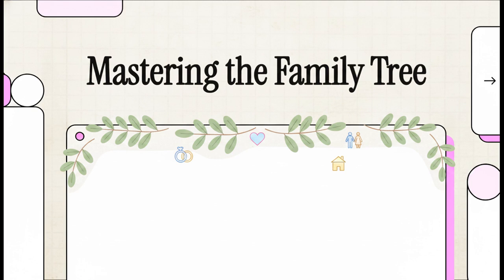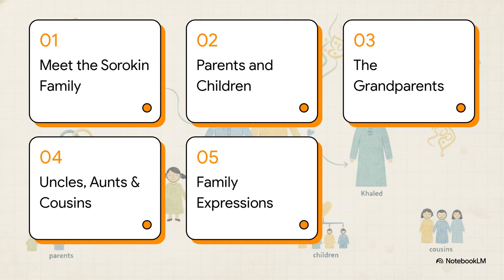Let's get into it. Here's our agenda for today. 1. Meet the Sorokin family. 2. Parents and children. 3. The grandparents. 4. Uncles, aunts, and cousins. And finally, 5. Family expressions.